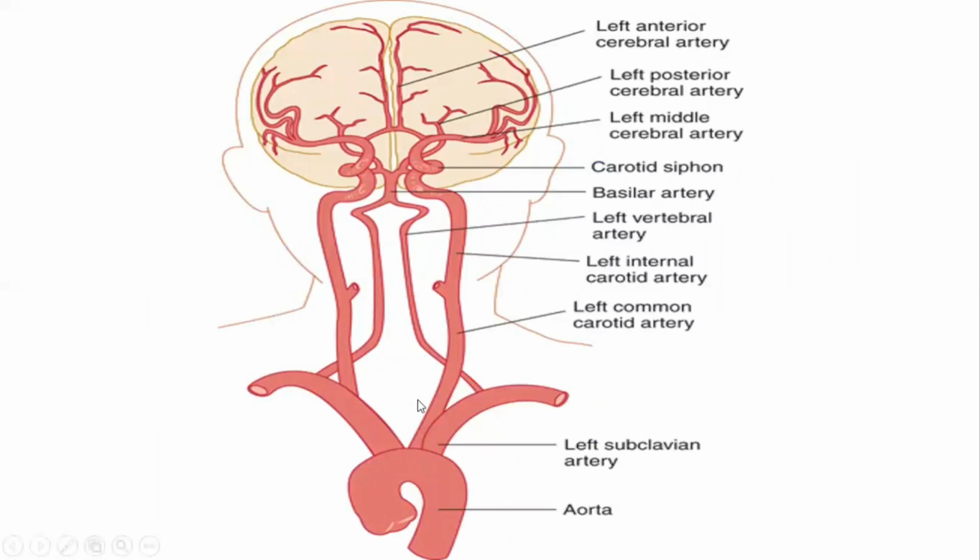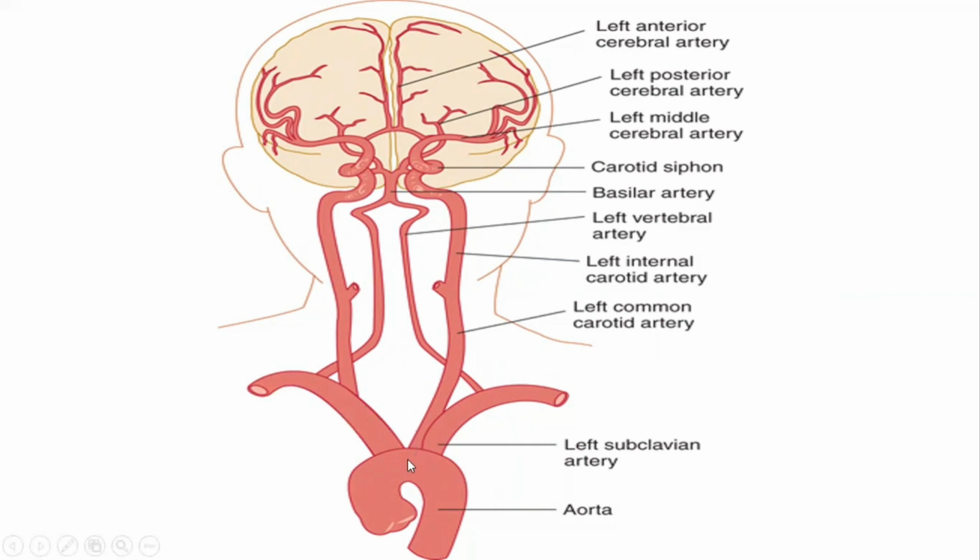So if you look at this picture, we can see the aorta. This is the arch of the aorta. This is the ascending aorta, descending aorta. This is the arch of the aorta. From this arch of the aorta, we have some branches. We have the subclavian arteries, the left subclavian artery, and the right subclavian artery, which is this one. And this is the brachiocephalic trunk.